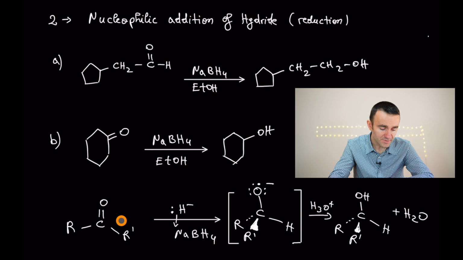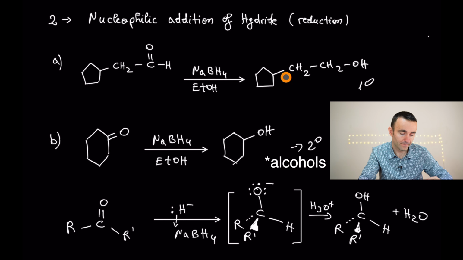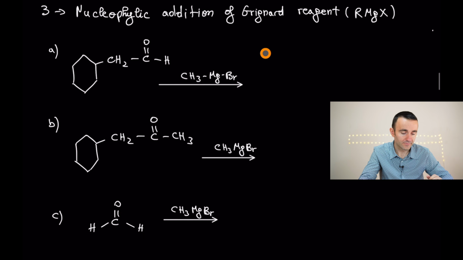Right? In terms of mechanism, for an aldehyde or ketone, consider this sodium borohydride as a hydride, as a nucleophile, negatively charged. It's going to attack here to form the alkoxide, which is protonated, and after that forms the alcohol. In the case of aldehydes, you're going to form primary alcohols. In the case of ketones, you're going to form secondary alcohols. Remember it. Let's move further.